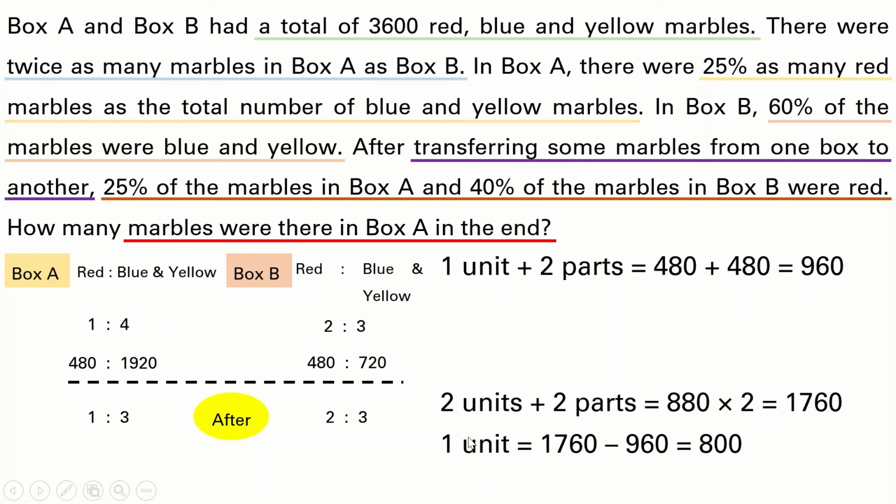So if 1 unit is equal to 800, the total number of units for Box A at the end will be 4 units. So 4 units will be equal to 800 multiplied by 4, we get 3,200. So there were 3,200 marbles in Box A in the end.